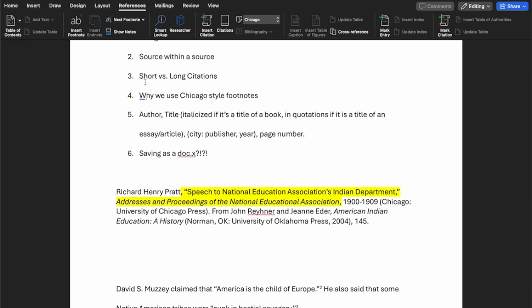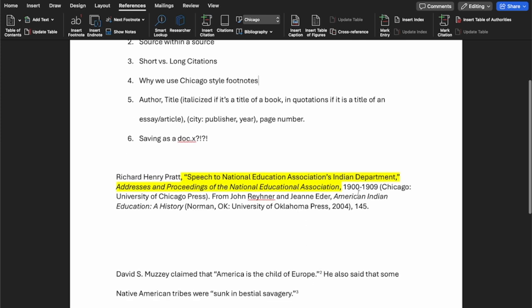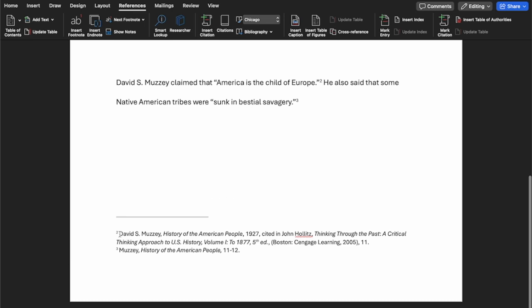And then, why do we even use Chicago style? It makes it a lot easier. If you haven't noticed already, history is heavily focused on writing, and we deal with a lot of sources, a lot of sources. So it makes it a lot easier to just have that little number, and then I can just go down, number 2, okay, that's where she got that from.